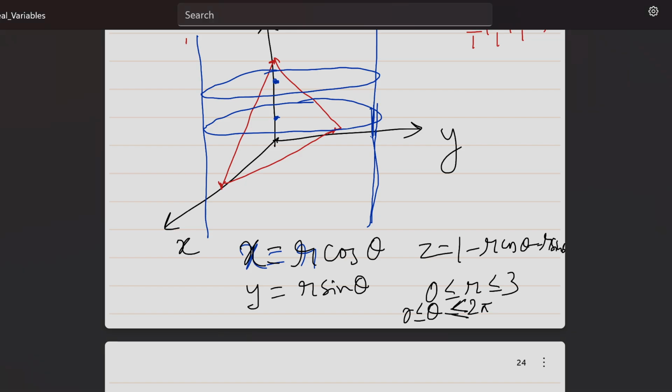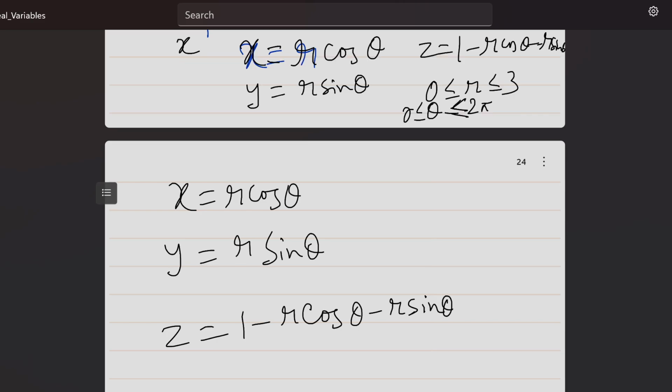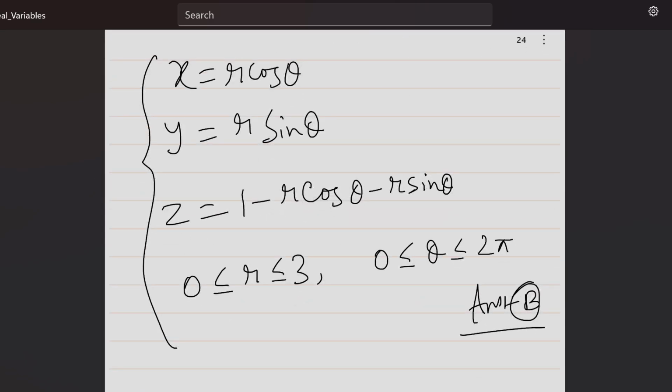Okay, so this is the answer. Let me write it again clearly. So y equal to r sin theta, z equal to 1 minus r cos theta minus r sin theta. Now, the value of r is 0 to 3 and the value of theta is 0 to 2 pi. So this is my answer. So the answer is option B. Okay, thank you. So I move to the next problem.